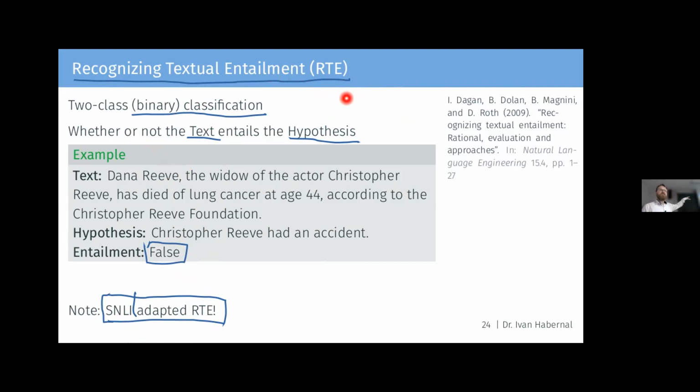So this is part of SuperGLUE. One of these tasks in SuperGLUE is recognizing textual entailment. What you need for this is, again, understanding the semantics of one document and the other and how they relate to each other, whether somebody who died of cancer, from a foundation, has something to do with somebody else who had an accident. So you need to understand this connection. If you want to solve this task, you need to understand how this works together, some sort of world knowledge, I would say.